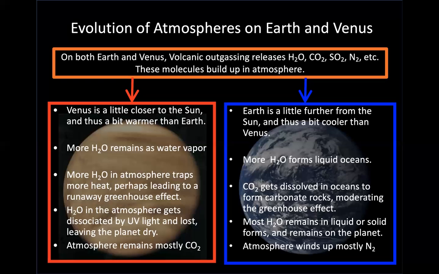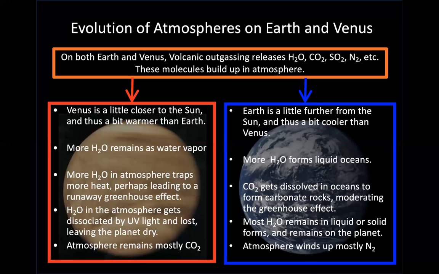Now, that water is in the atmosphere. It can be broken apart and turned into oxygen and hydrogen, and the hydrogen escapes. So there's no way to recover that water. There's no way for the water to react with carbon dioxide to bring the carbon dioxide into solid form. So Venus goes through a runaway greenhouse effect and ends up with an atmosphere that's pure carbon dioxide.